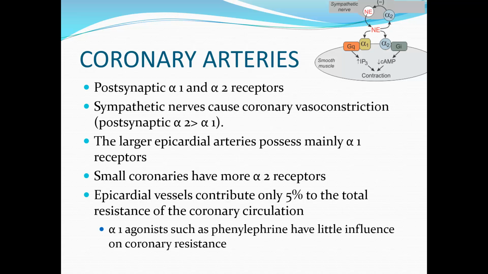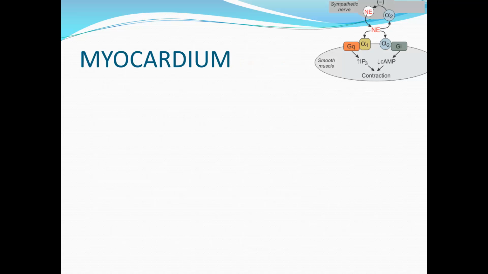But epicardial vessels contribute only minimally, about 5% of the total resistance in the coronary circulation. So alpha 1 agonists like phenylephrine have little influence on the coronary resistance. Again, if you remember, the coronary resistance is primarily mediated by local effect. So this 5% is not significant.